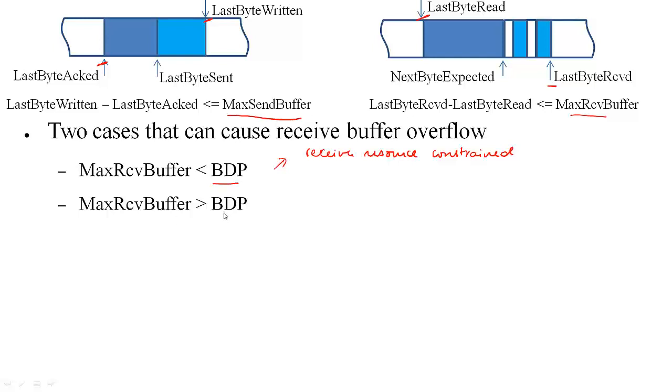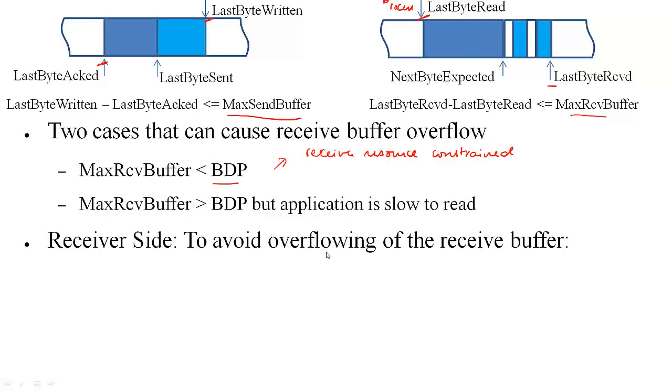What if you set your maximum receive buffer to be greater than BDP? What can potentially still cause the receiver buffer to overflow? Well, if this application process here is not reading this data, then also your buffer is going to overflow. Flow control is about avoiding this overflowing of the receiver buffer, whereby the receiver controls the sender and ensures that the sender doesn't overflow its buffer.